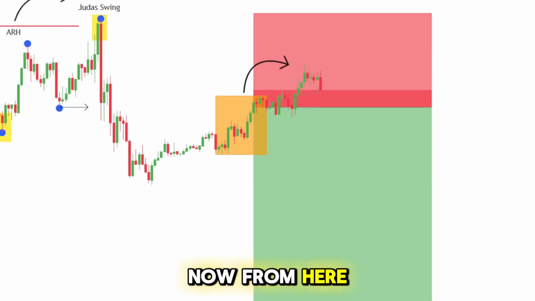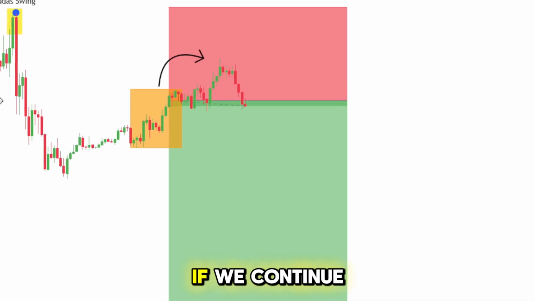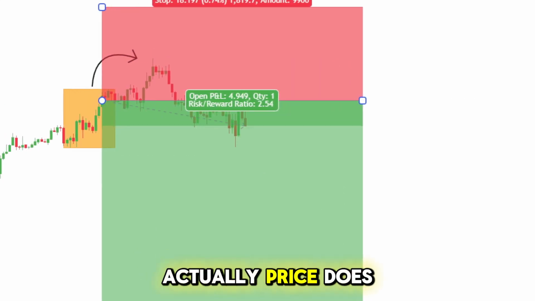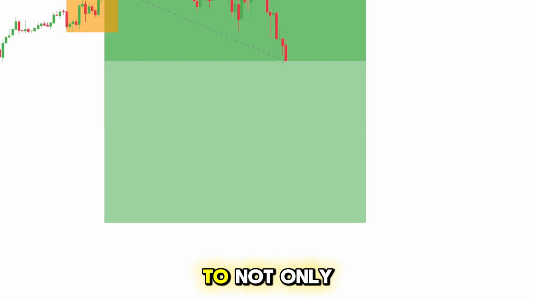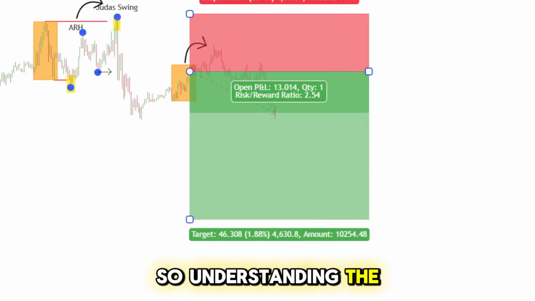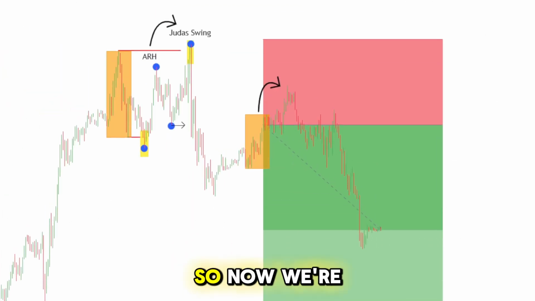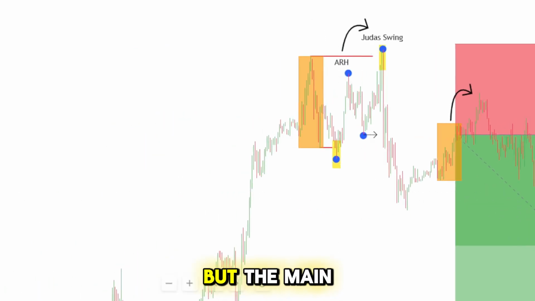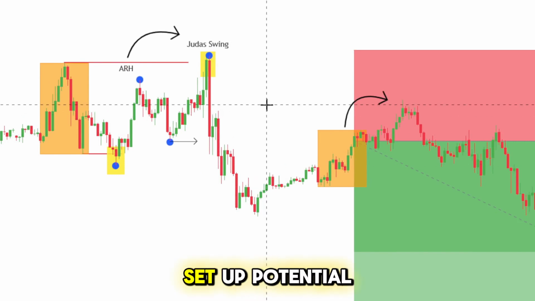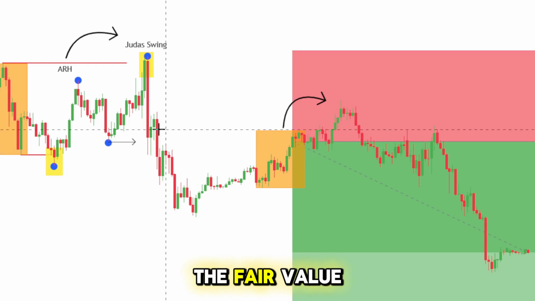Now from here, once we have our entry in place, fair value gap from the day before, if we continue to play price on, we see eventually we do get, after quite a few hours actually, price does eventually go on to not only, I believe, hit our target or is just about to hit our target, right? So understanding the basics of liquidity and timing over here, right? So now we're currently in this position over here. But the main thing I need people to understand is the idea of using the Asian range liquidity to set up potential traps, right? Notice how we have the fair value gap filled over here and we have the fair value gap filled over here.